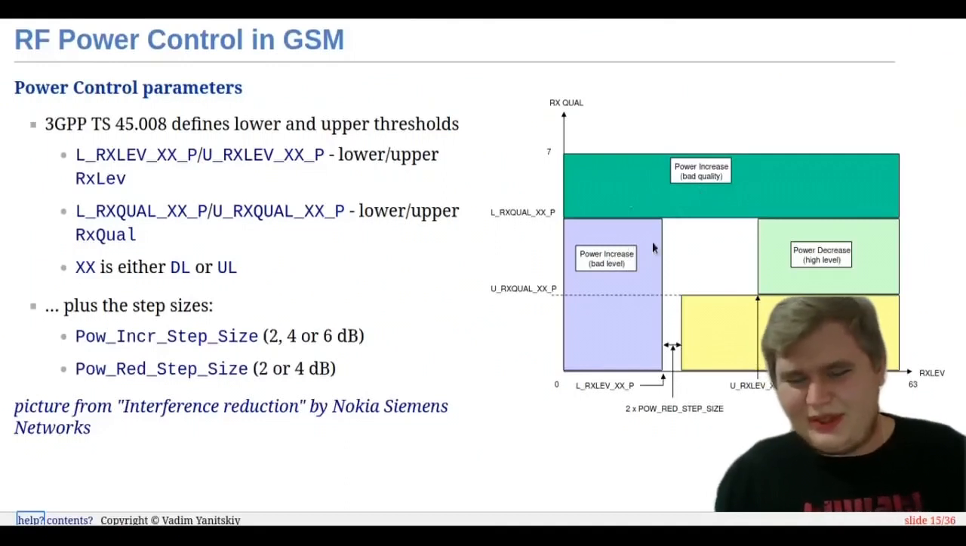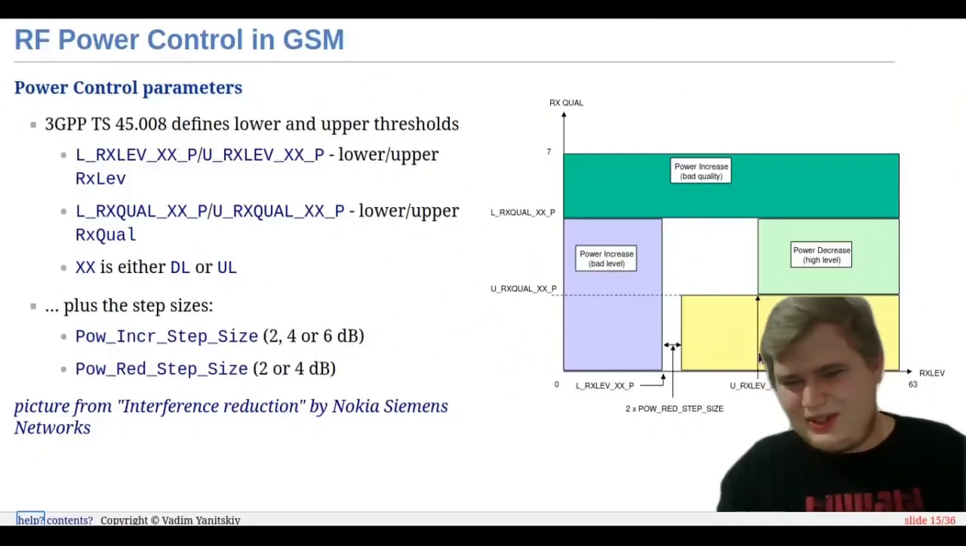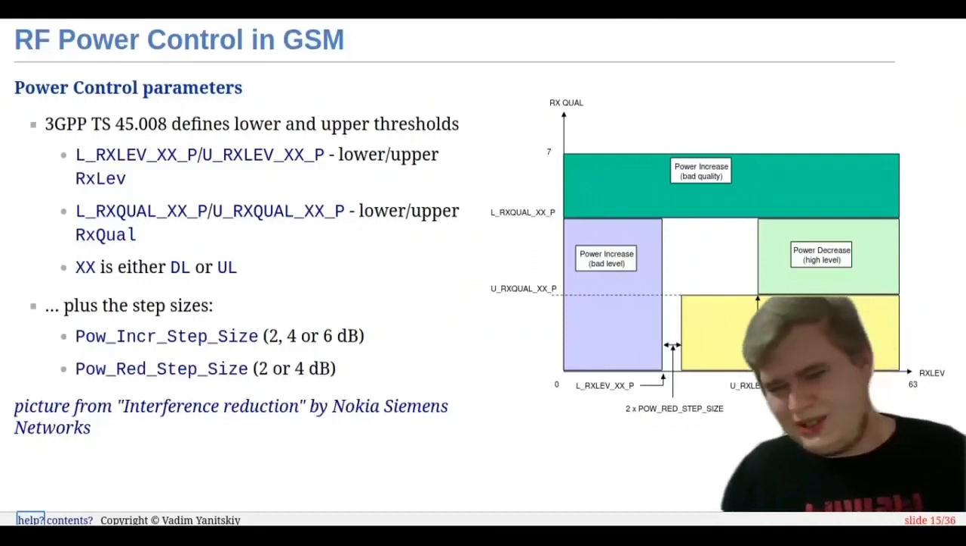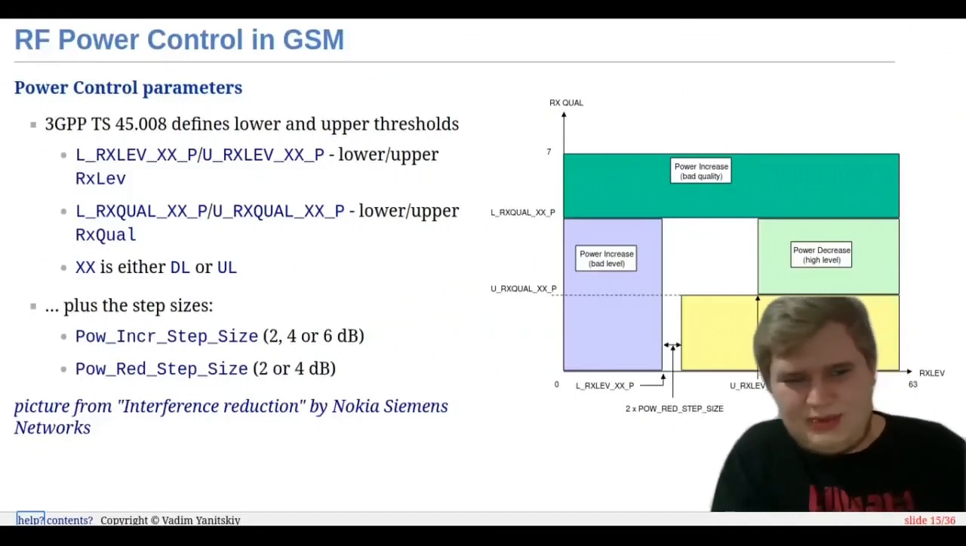If the quality is good enough, and at the same time the signal level is high enough, then we decrease power. There is also transitional states and some magic to avoid ping pong between increasing and decreasing every so often. But what 3GPP gives us is the Rx level upper and lower thresholds, and for the Rx quality also upper and lower thresholds, plus some recommended step size values.